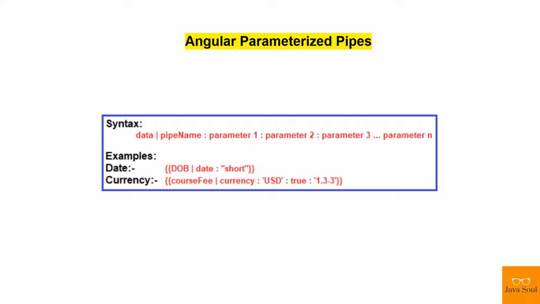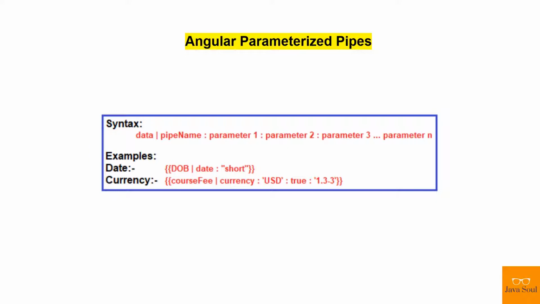In Angular, we can pass any number of parameters to the pipe using a colon, as you can see in the syntax. When we do so, it's called an Angular parameterized pipe. In the syntax you can see we use data, then the pipe name, and a colon, then parameter 1, parameter 2 and 3, using a colon between all parameters.